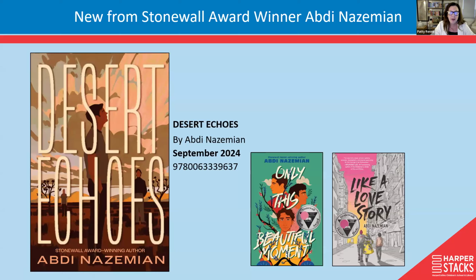Okay, so first up is, look at that jacket, love it. This is from the award-winning author of Like a Love Story and Only the Beautiful Moment, who just won the Stonewall Award this year. We love him, we love his books. This is a suspenseful contemporary YA about loss, love, and the mysteries of the desert. I don't normally go into plot, but I think the plot here is good.